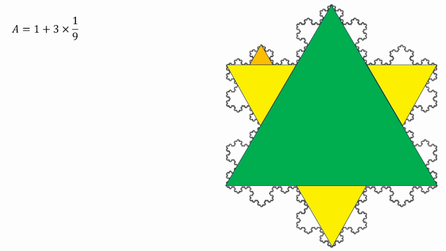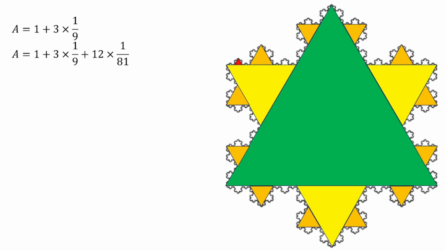Then there's the orange triangle. That's going to be 1/3 of 1/3 in length squared, so it's going to be 1/9 squared, which is 1/81. And how many of those are there? Let's count. There's 12 of them.